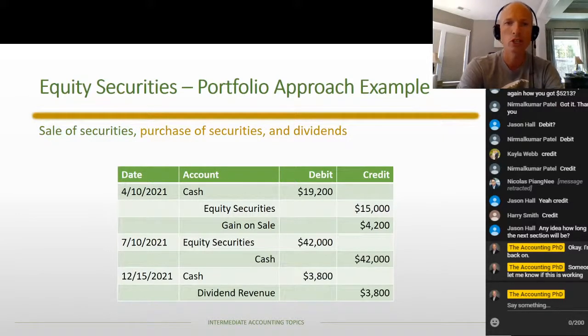We also purchase securities, and we receive a dividend. So again, whenever we purchase securities, we pay cash $42,000, and we debit the equity security account $42,000. And then, of course, with the dividend, we receive cash and we record dividend revenue. So I'm hoping that these things are largely the same. The only difference here is on April 10th, the fair value adjustment account is not going to be part of the journal entry whenever using the portfolio approach. Everything else is the same.